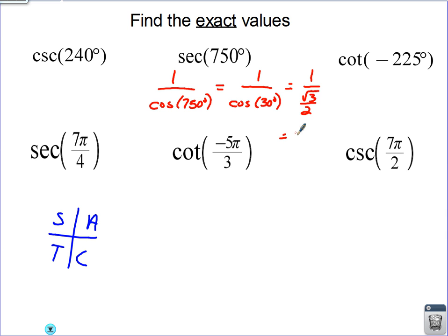Flip and multiply, that'd be 2 over root 3. Rationalize, that'll be 2 root 3 over 3. Let's skip down here and do this middle one. The cotangent of negative 5 pi over 3.